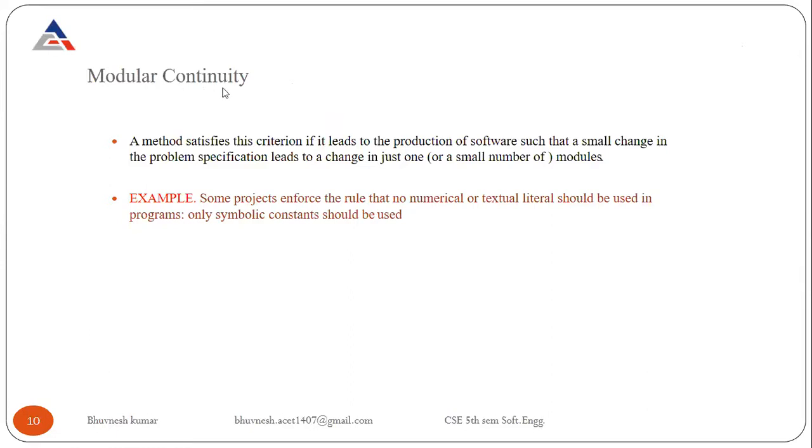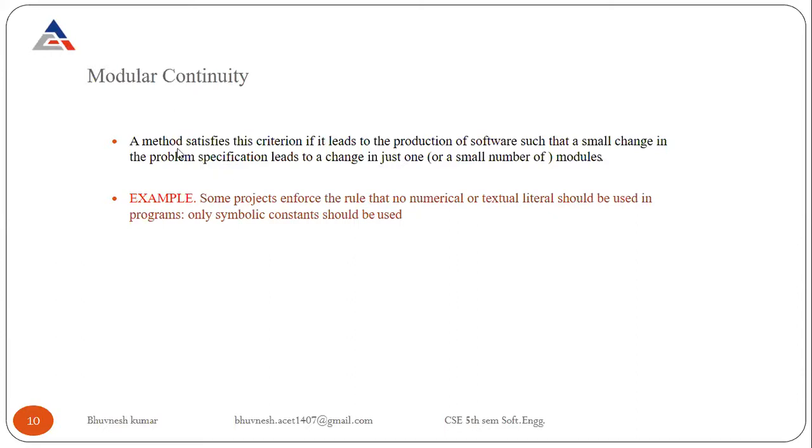Next is modular continuity. A method satisfies this criteria if it leads to the production of software such that a small change in the problem specification leads to a change in just one module. Continuity means if there is any change in a single module, it will not affect another module. Only a single module can change and make continuity in it. That is what this point says.